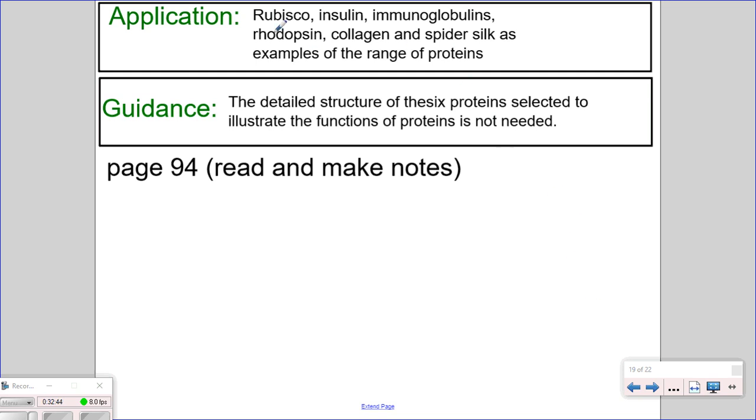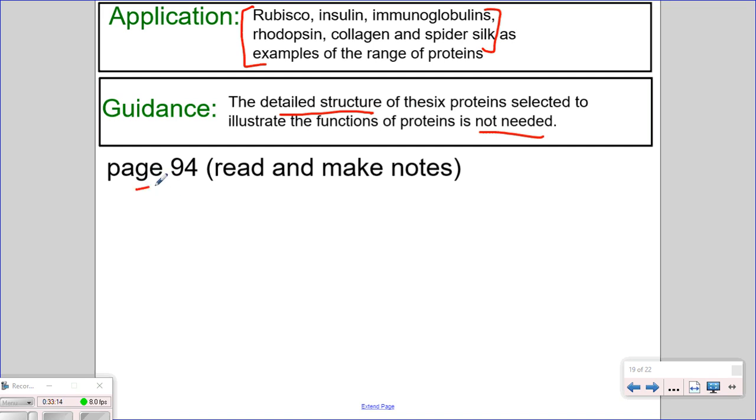And so there are 6 specific proteins that IB wants you to know about. So that's rubisco, insulin, immunoglobulins, rhodopsin, collagen, and spider silk. So you need to know what they do. However, you do not need to know the structure. So the detailed structure of these proteins is not needed. You just need to know what they do, what their function is, why they're important.